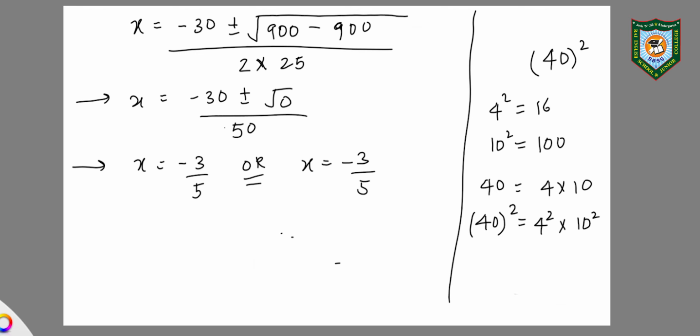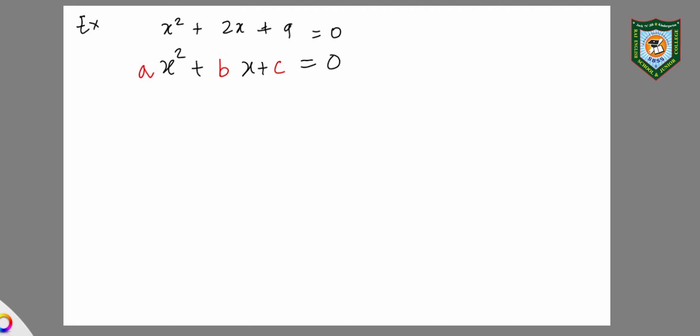Now we are going to take one more example where we understand how we cannot get the correct answers. So we're going to take one example from outside our textbook. So let's say I have x square plus 2x plus 9 is equal to 0. Comparing it to standard form, I have ax square plus bx plus c is equal to 0. So a is equal to 1, b is equal to 2, and c is equal to 9.